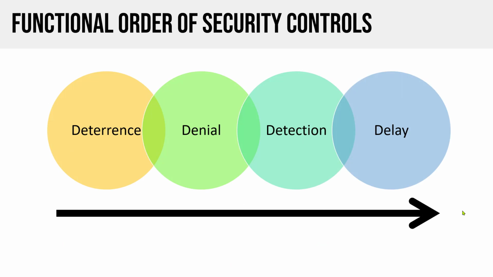So we'll start with the functional order of security controls. And this is really just some background to give you a leg up. So security controls really work in this order. So we start with deterrence, and if we can't deter or discourage someone from an action, then we have denial. So we try to stop the action. And if denial fails, then we want to detect the action. And with detection comes then the need to delay their capability to complete whatever that attack is they're attempting to carry out.